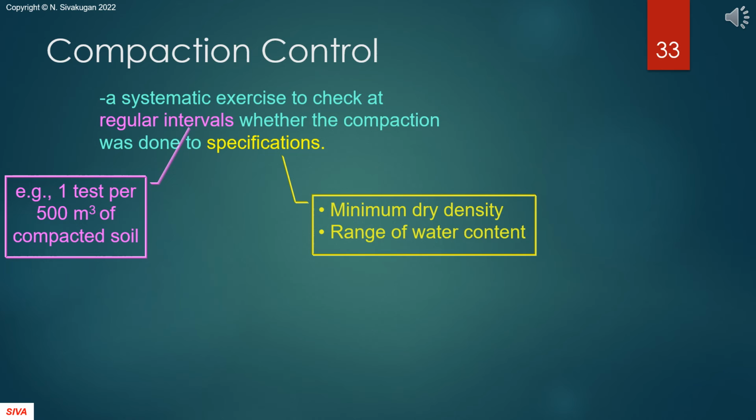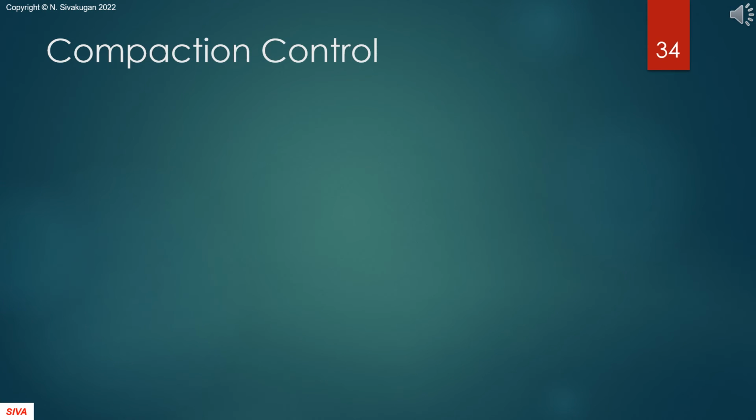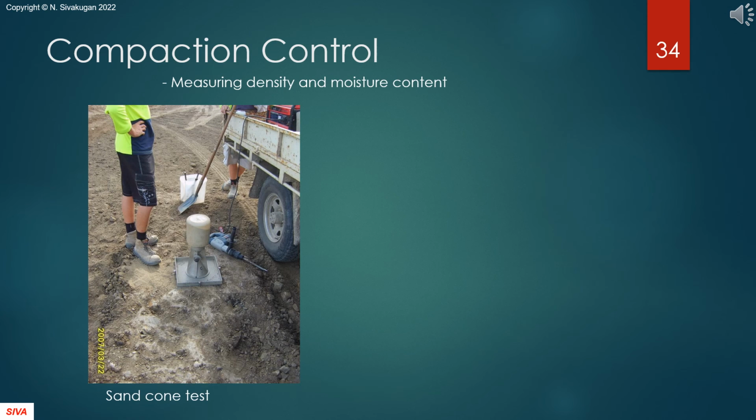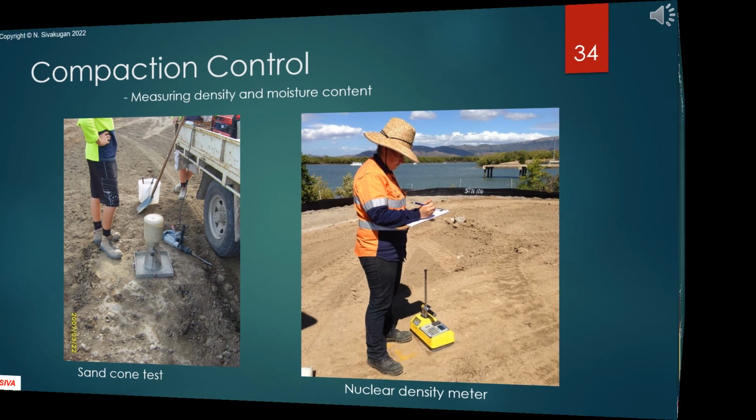Once the compaction is done by the contractor, it is necessary to carry out some spot checks at random locations to ensure the compaction is carried out properly, meeting the specifications. We have been doing a sand cone test, also called a field density test, to measure dry unit weight and moisture content. These nuclear density meters have become very popular.